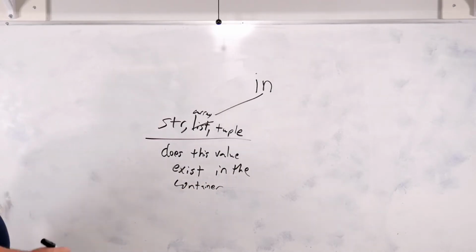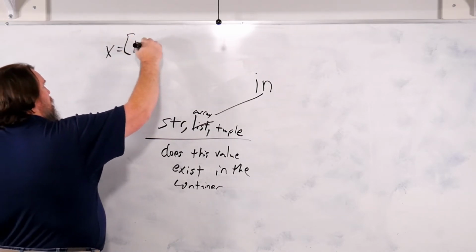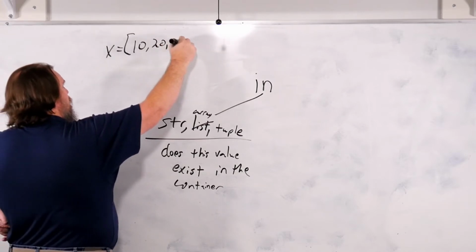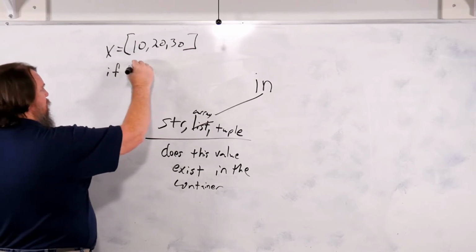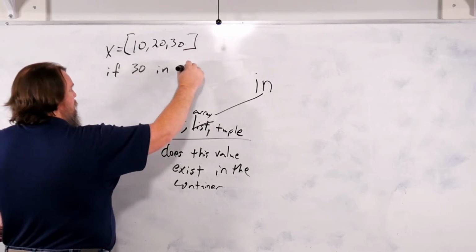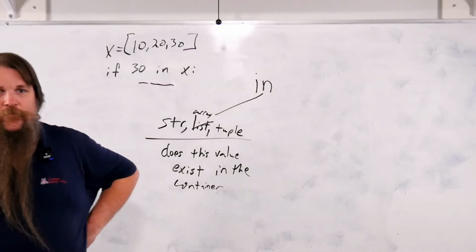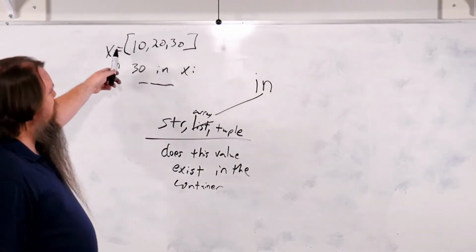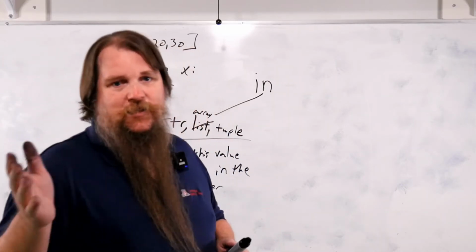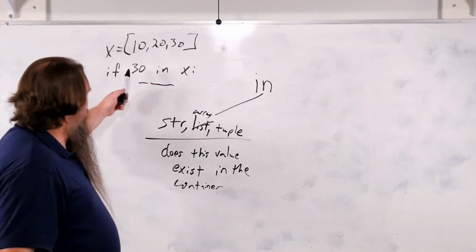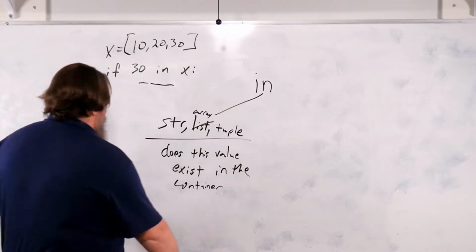All right, so you can do something like x equals 10, 20, 30, and you can say if 30 in x, do something. All right, so what it does is it's literally just searching through the array, looking at every element in turn. If it ever finds something that's equal to 30, then it will go and report it.